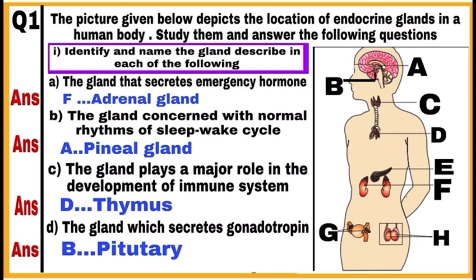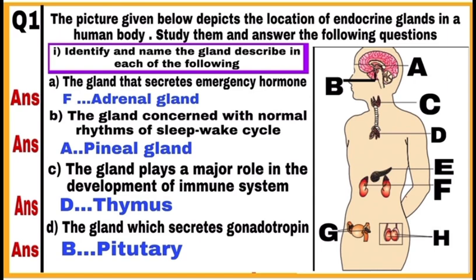C part. The gland plays a major role in the development of immune system. It is D. Thymus gland which secretes thymosins which play important role in the differentiation of T lymphocytes which provides cell mediated immunity. इसके अलावा thymosin antibodies के प्रोडक्शन को भी प्रमोट करता है and provide humoral immunity.